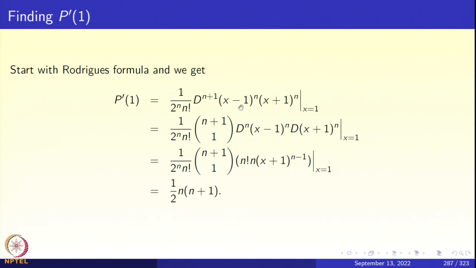If more than n derivatives fall on this factor, it will become 0. So the only way you can get a non-zero term is if exactly n derivatives fall on the first factor and exactly one derivative falls on the second factor, and the corresponding coefficient is n plus 1 choose 1. If n derivatives fall on x minus 1 to the power n, it's going to become n factorial. One derivative falling on the other factor will give n times x plus 1 to the power n minus 1. You put x equal to 1. What are you going to get? You're going to get 2 to the power n minus 1, and in the denominator you have 2 to the power n and n factorial. The n factorial cancels out, you get 1 half of n into n plus 1, and that's how the formula is to be proved. So here is an application of Rodrigues' formula.